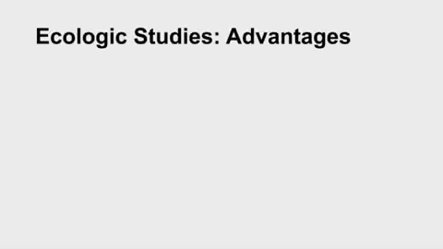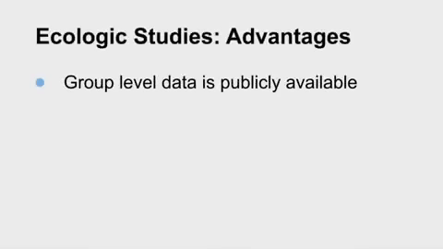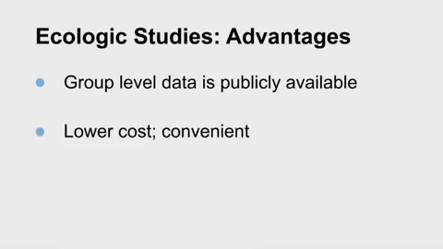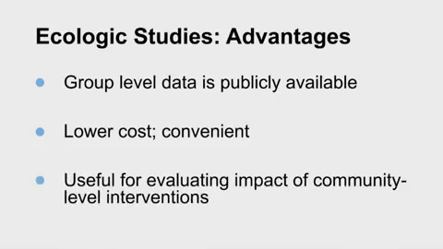Now we will discuss advantages of the ecologic study design. Group-level data on exposure and health outcomes are often publicly available in state and national databases, i.e. census data, mortality, and cancer registry, so ecologic studies have lower cost and are convenient. Ecologic studies are useful for evaluating the impact of community-level interventions, for example, fluoridation of water, seat belt laws, mass media campaigns, etc. We can compare outcomes at a community level before and after the intervention.